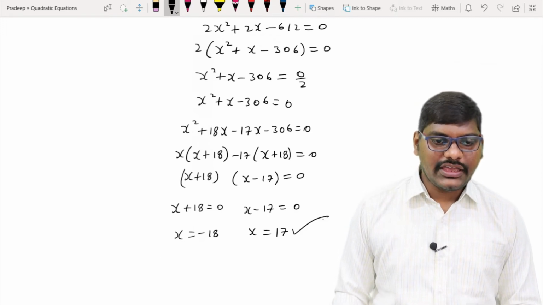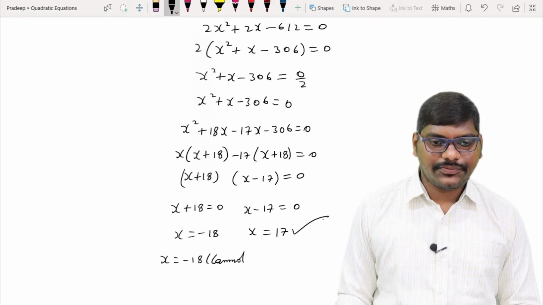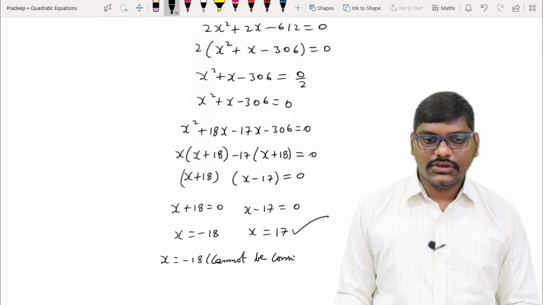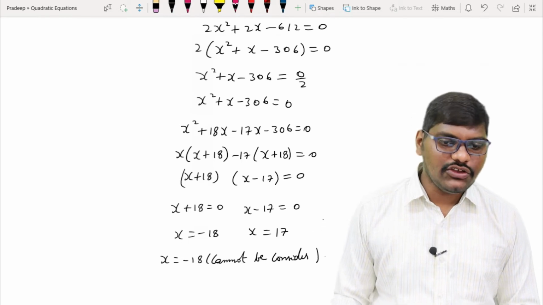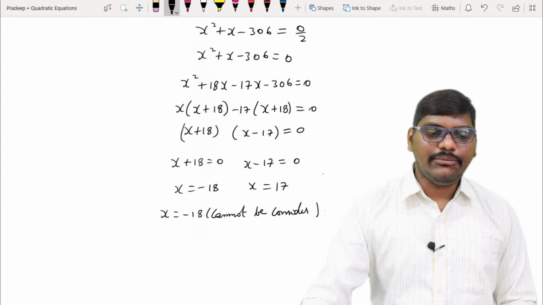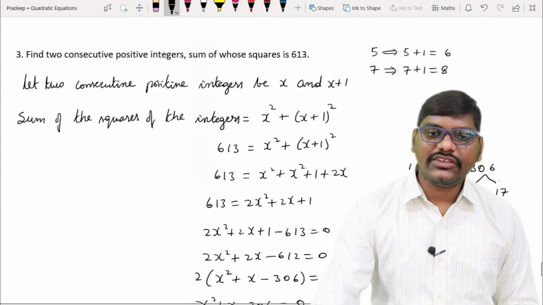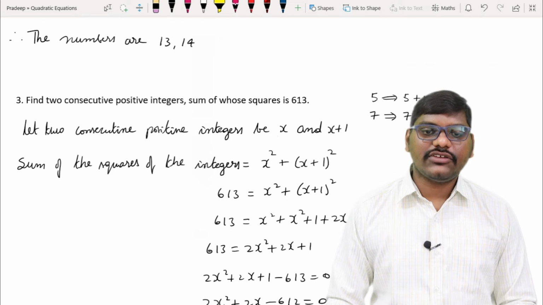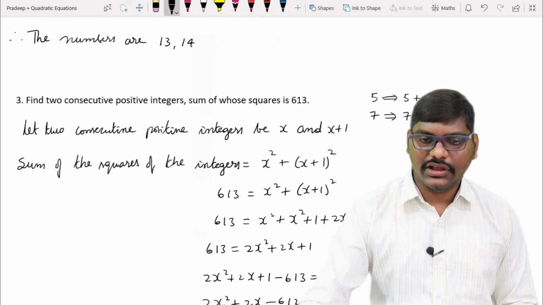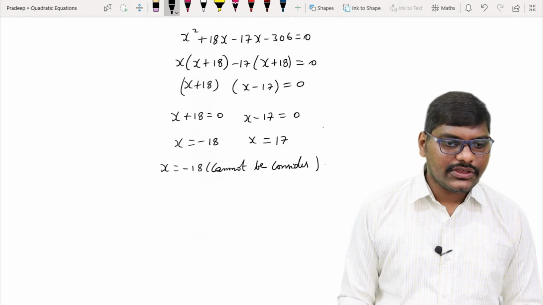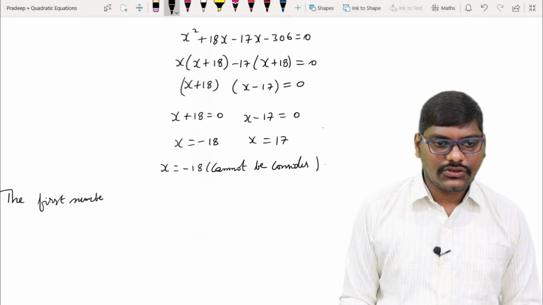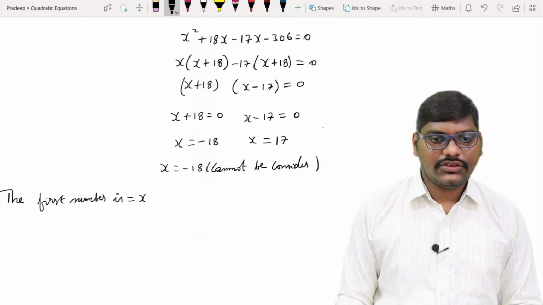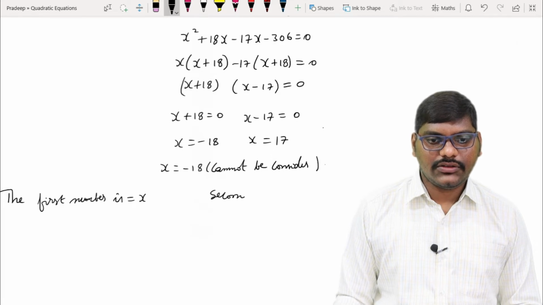So I can write x equal to minus 18 cannot be considered. I'll take x equal to 17 as the value. Let's go further. The numbers we have taken: one is x and the other is x plus 1, right? So the first number is x and the second number should be x plus 1. So I'll write here the first number is x and the second number is what?